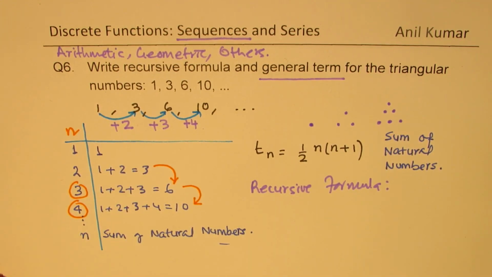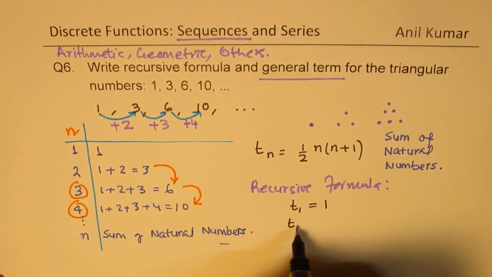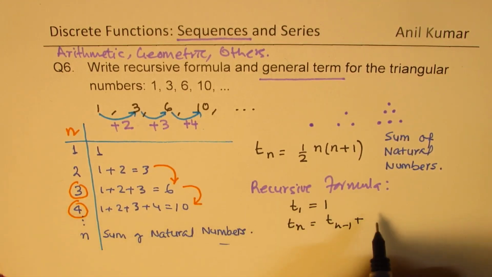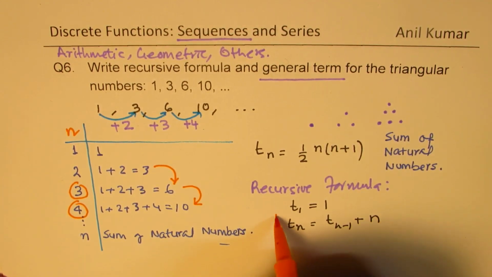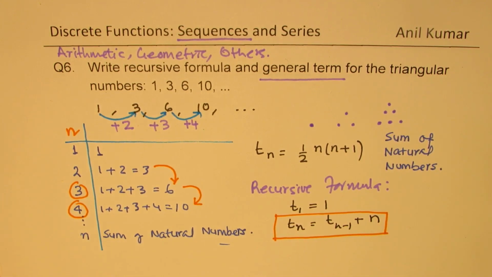So we could write here the recursive formula. If t1 is 1, then tn is tn minus 1 plus n. Do you see that? So that becomes your recursive formula. This is a very beautiful question, extremely important from test point of view. Perfect. So that is how you actually get your recursive formula for the given sequence. Is that clear?